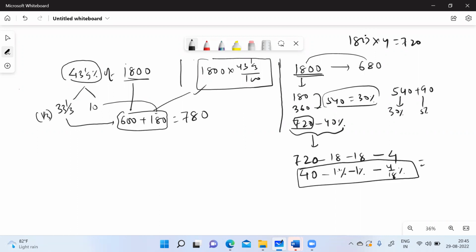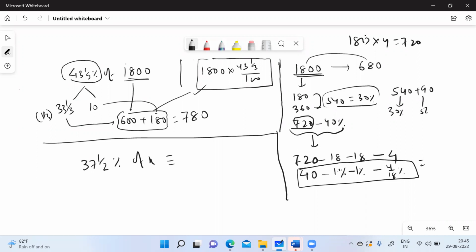So this was the thing that we did last time. And the last type of problem was if the percentage value is given. Let's say somebody told you that 37 1/2% of X is 39. So what will be the X, or total value? One way was to do it like this: you know that 37 1/2% is 3/8 of X. So then you can find that 1/8 will be 13, and X will be 13 into 8.